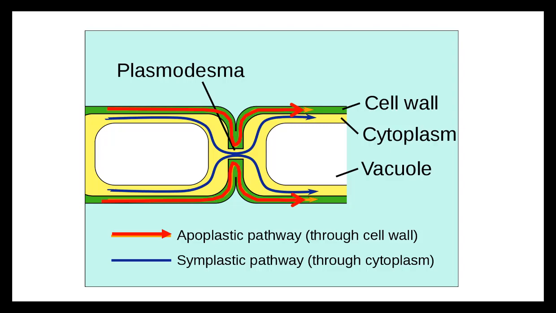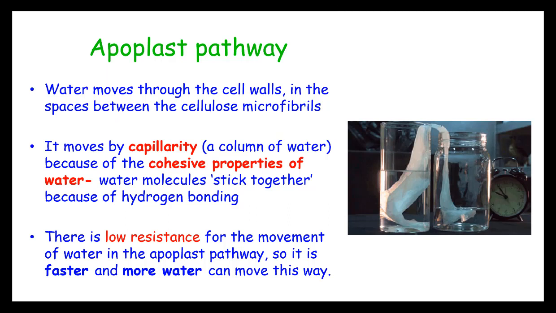Now this diagram also shows the apoplast and symplast pathways. So you can see the apoplast pathway is the movement of water through the cell wall, and the symplast pathway is movement through the cytoplasm. So let's look at each one in a bit more detail.